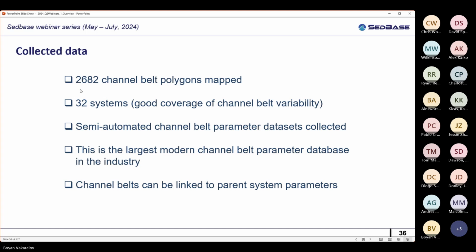We have something like 2,600 of them from 32 systems. We came up with kind of a semi-automated way to extract the parameters of the shape of channel belts so that we can input them in the database and then you can query them. Also, channel belts are linked to parent systems. Once we get to the live part of the demo, you'll be able to see that we will be able to look at, let's say, a system, characterize it, and then look at the channel belts which are associated with that parent system so that we can see how, for example, channel belt dimensions vary if you change the dominant process at the coastline. It turns out that all of these things are important.